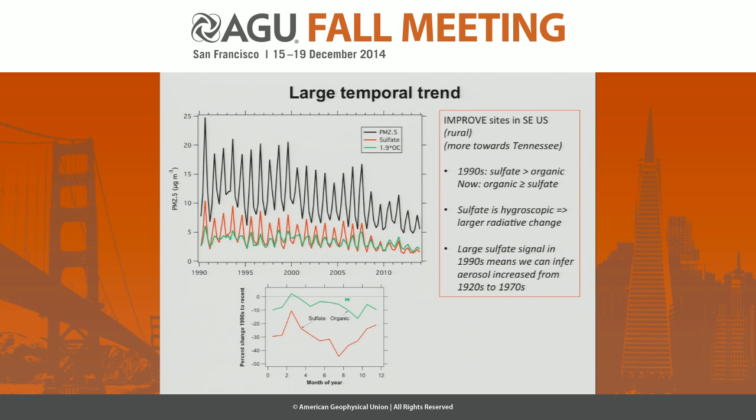So this is taking the IMPROVE sites in the southeast U.S. I'm excluding Florida, they're different. And these are rural sites, and if you exclude Florida, they're weighted a little bit up towards Tennessee, so towards the northern part of the southeast. Black is total PM2.5, red is sulfate, and green is organic times 1.9.